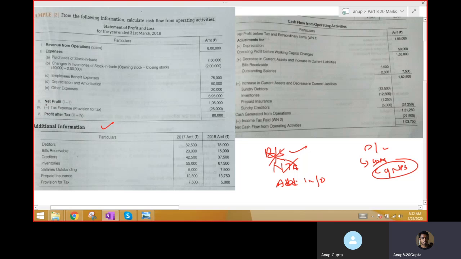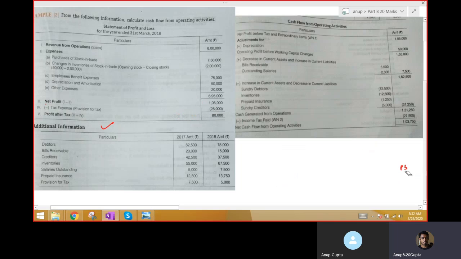Why? Because you see there are two net profits here. One net profit is 1,05,000, another is 80,000. This is after tax and this is before tax. So as we can see, we need net profit before tax, so we will take 1,05,000 directly. There's no need to calculate.